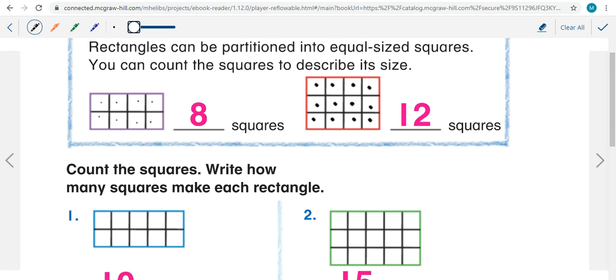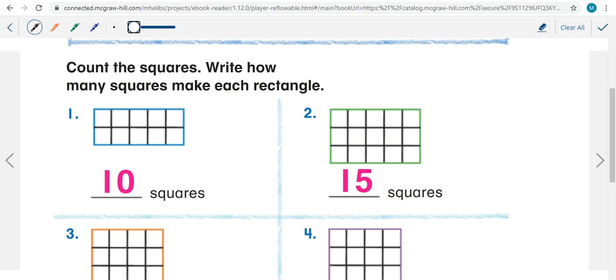Okay? Now, for each shape, you're going to count the squares and write how many squares make each rectangle. For number 1, let's count how many squares each rectangle has. And then you need to write the number of squares. 1, 2, 3, 4, 5, 6, 7, 8, 9, and 10. Number 2. 1, 2, 3, 4, 5, 6, 7, 8, 9, 10, 11, 12, 13, 14, and 15.